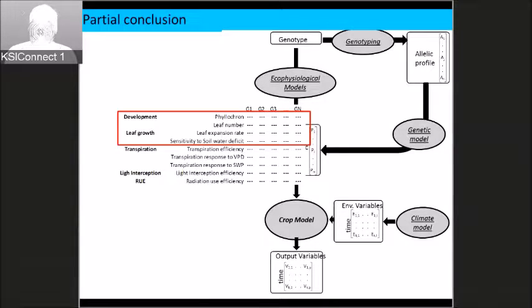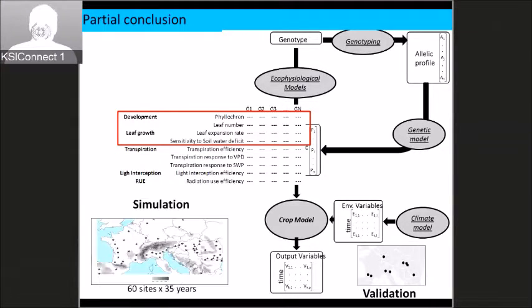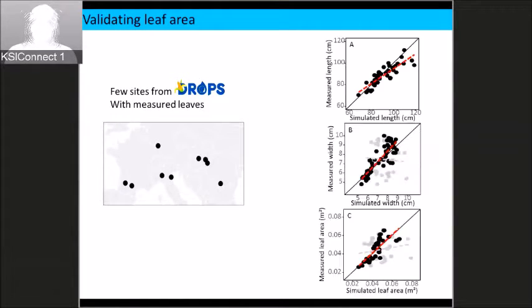So I will give you just a few examples. It's the beginning for us. So we inserted the parameters of development and leaf growth into a crop model. It was based on APSIM. And we used different sets of trials for validating and simulating our results. So first, validating leaf area. That's done with the network from the DROPS project.